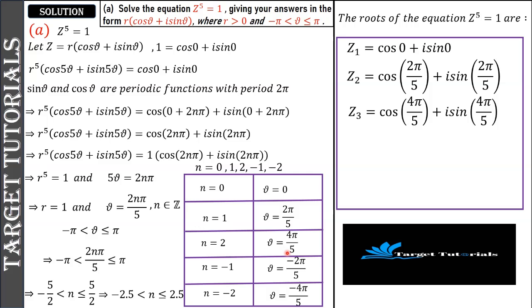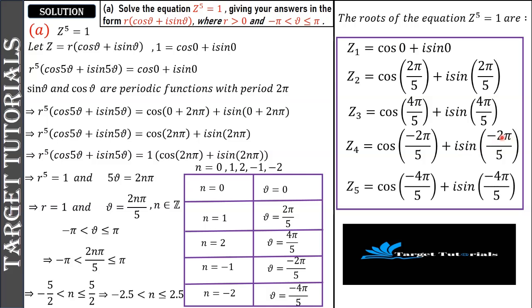And when theta equals 4 pi divided by 5, we get the third root of the equation z to the power 5 equals 1 as cos 4 pi divided by 5 plus i sin 4 pi divided by 5. We get the next root when n equals -1, that is when theta equals -2 pi divided by 5, as cos of -2 pi divided by 5 plus i sin of -2 pi divided by 5. And finally, when theta equals -4 pi divided by 5, we get the last root as cos of -4 pi divided by 5 plus i sin of -4 pi divided by 5, which corresponds to the roots of the equation z to the power 5 equals 1.